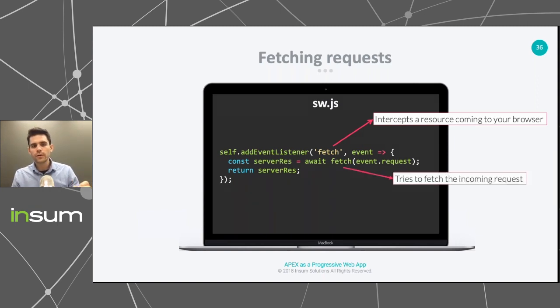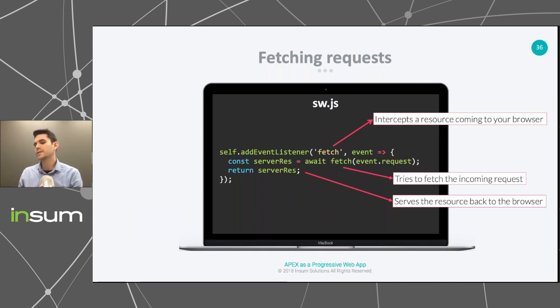The service worker stores the incoming request in a variable. If the fetch succeeds, if the resource succeeds to load, then we're simply returning that request back to the browser. So the user navigating your application doesn't see a thing. All the service worker is doing here is intercepting the request and doing nothing with it.